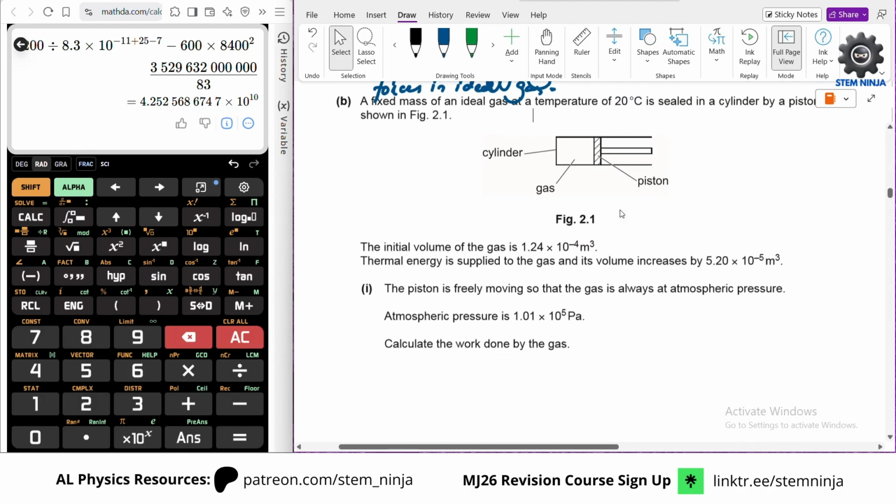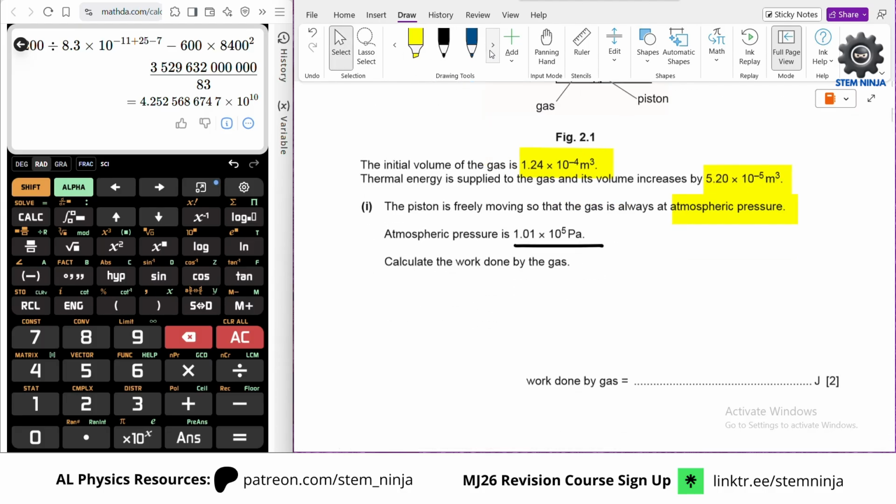Okay, alright, let's see the B part. A fixed mass of an ideal gas at a temperature of 20 centigrade is sealed in a cylinder by a piston shown in figure 2.1. The initial volume of the gas is given as 1.2 × 10^-4. The thermal energy supplied to the gas and its volume increases by this. The piston is freely moving, so the gas is always at atmospheric pressure, so the pressure is constant. Atmospheric pressure is this. Calculate the work done by the gas.